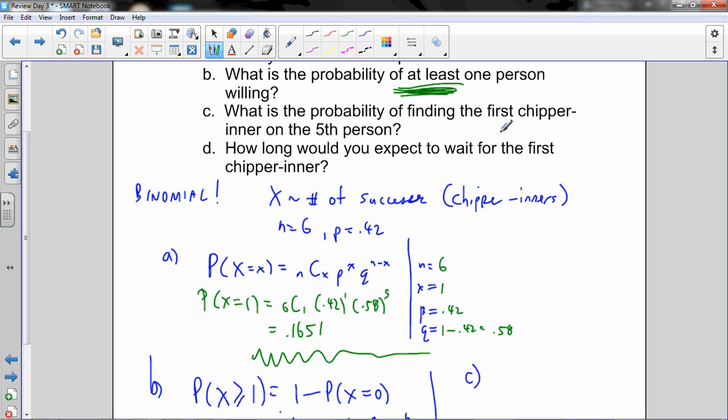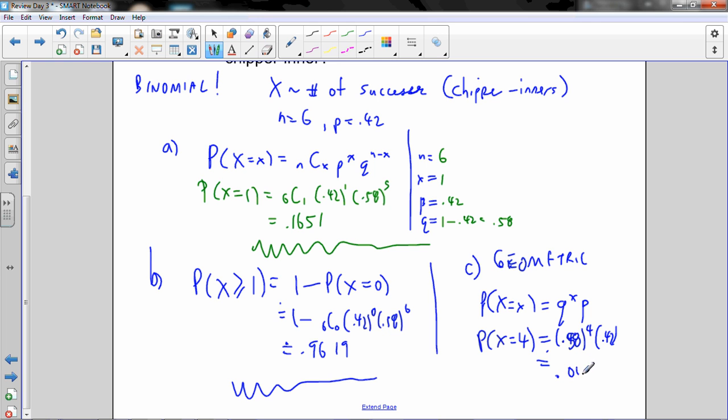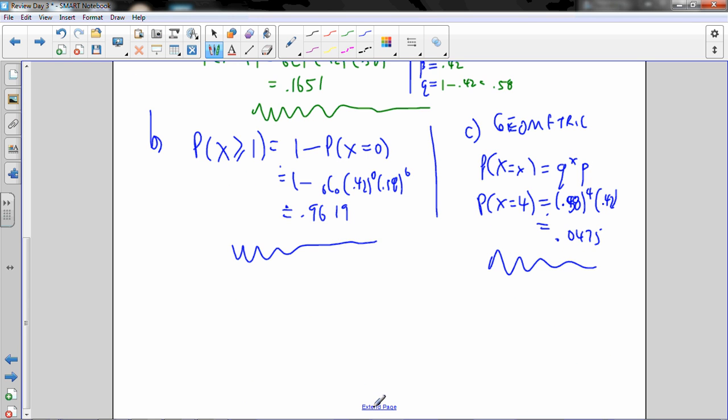For C, what is the probability of finding the first chipper inner on the 5th person? This is the idea of we got 4 failures first, right? 4 failures first. This is geometric. And the geometric formula was this, where we're interested in the number of failures before the first success. Well, how many failures? Well, 4. 4 failures, 0.58 rather, excuse me, and jam that into a calculator, and you get about 0.0475, closing sentence.